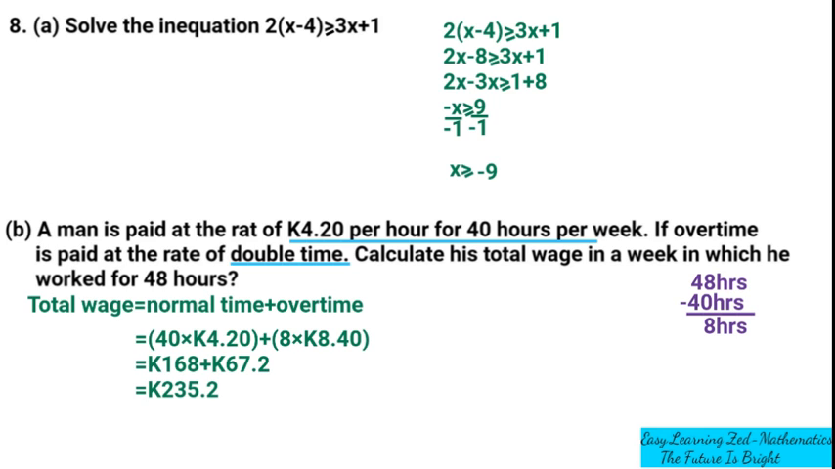Where I wrote the word rat, it shouldn't be there, it should be rate. There on top where I've written rat should be rate. So it should read as follows: a man is paid at the rate of 4 kwacha 20 ngwe per hour for 40 hours per week. That's how the sentence should read. Let's go to the final question of this paper.